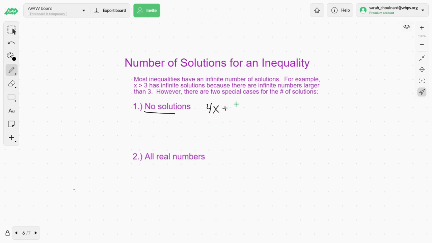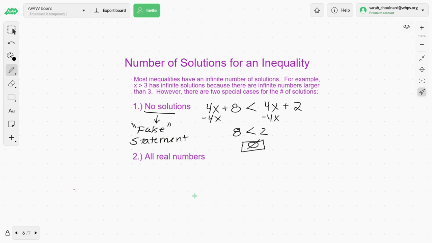If I had 4x plus 8 is less than 4x plus 2, if I were to solve this, I'd have to subtract 4x from both sides, which would leave me with 8 is less than 2. That's a false statement, so I have no solutions here. This is going to be an impossible scenario because it's impossible for 8 to be less than 2, so there are no solutions. So basically, I'm looking for a false statement. If I get a false statement, there will be no solutions. There will be all real numbers if I'm left with a true statement.